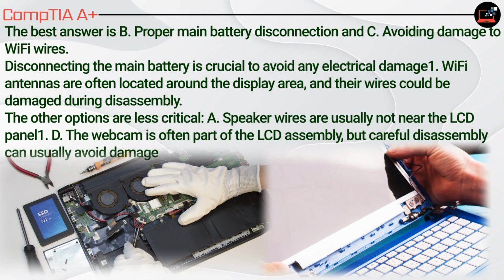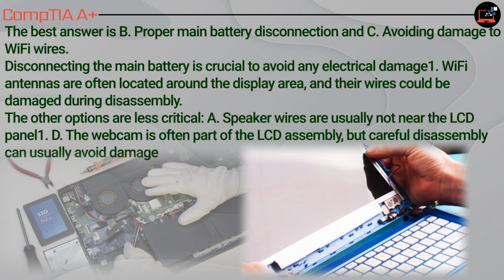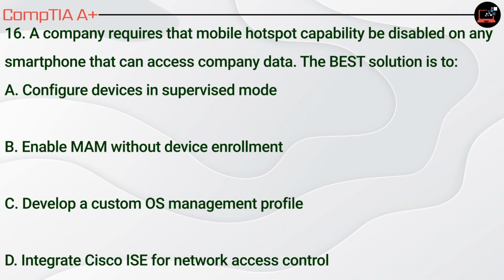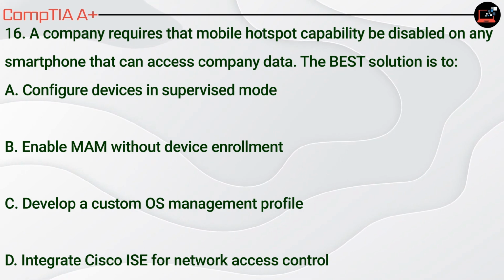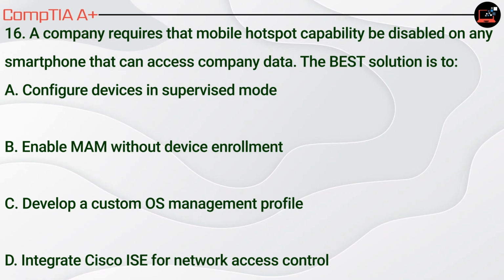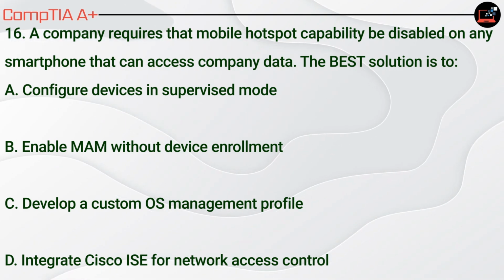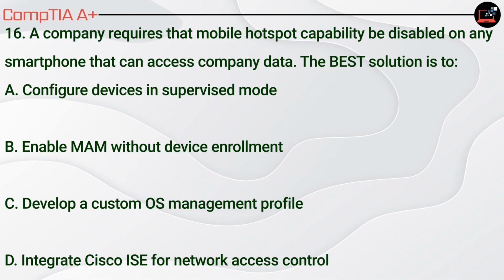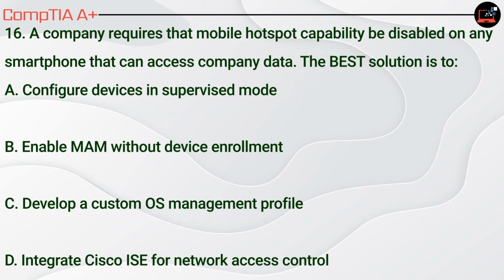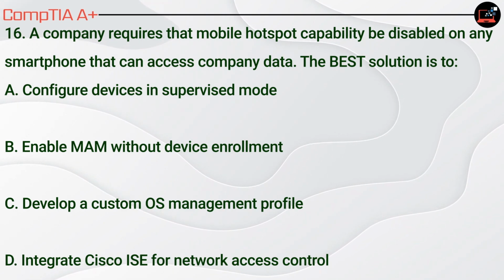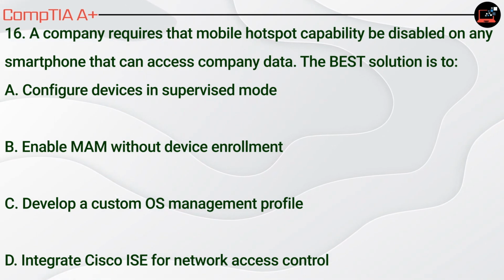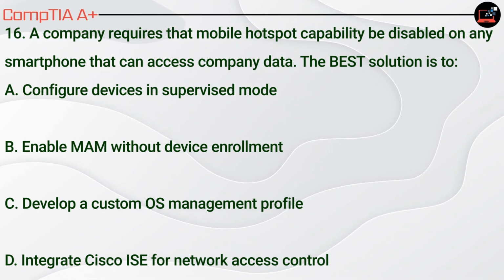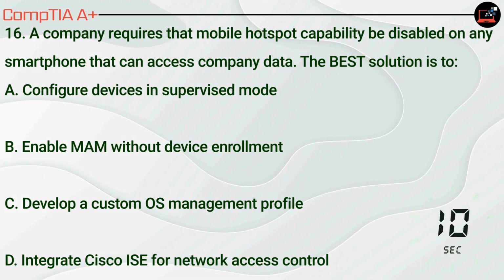16. A company requires that mobile hotspot capability be disabled on any smartphone that can access company data. The best solution is to A. Configure devices in supervised mode. B. Enable MAM without device enrollment. C. Develop a custom OS management profile. D. Integrate Cisco ISE for network access control.